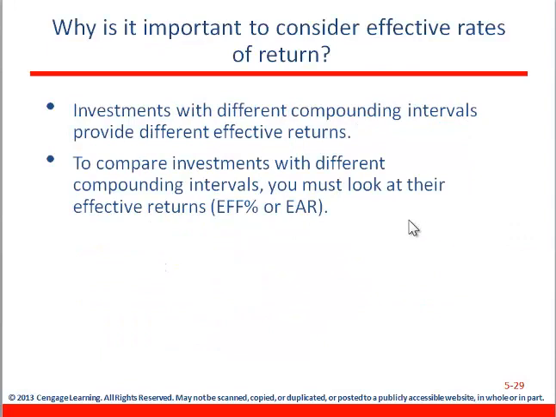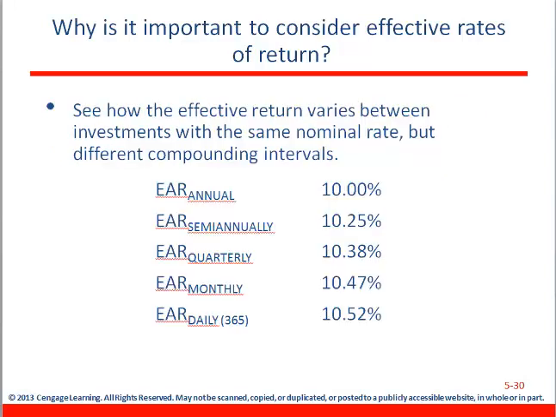This is kind of a summary slide. Investments with different compounding intervals provide different effective rates. Okay, and then secondly, to compare investments with different compounding intervals, you must look at their effective returns. Effective returns are generally more relevant than nominal. Then here's a very useful slide that illustrates the effective rate for different compounding periods.